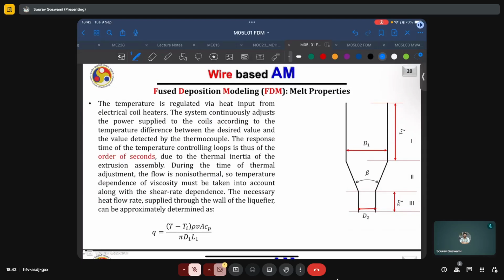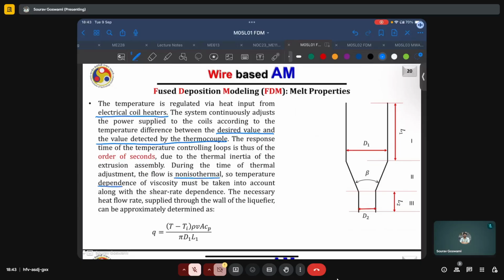The temperature is regulated via heat input from those electrical coil heaters, which are used for resistance heating. The system continuously adjusts the power supply to the coils according to the temperature difference between the desired value and the value detected by the thermocouple, or simply the error in temperature. The response time of the temperature controlling loop is of the order of seconds due to thermal inertia of the extrusion assembly. During the time of thermal adjustment, the flow can be non-isothermal.